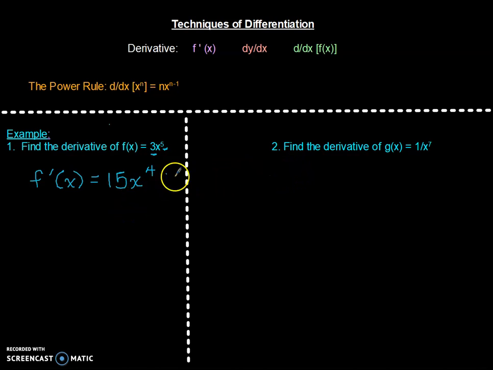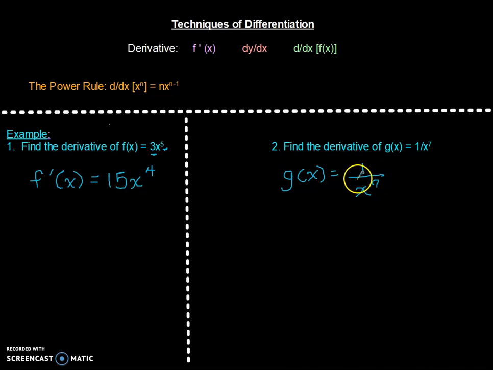So this is just for one term. There's nothing being multiplied, there are no extra variables, nothing being added. So this is kind of the simplest type of problem you'll see. They can step it up a little bit for the power rule. So, for instance, g of x equals 1 over x to the 7th power.